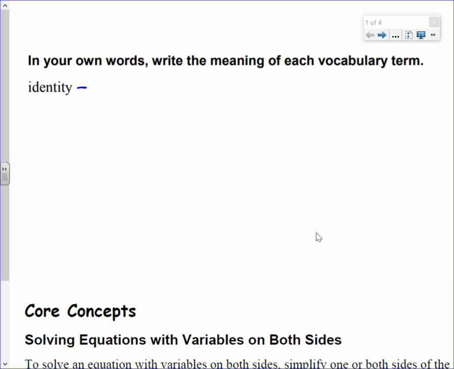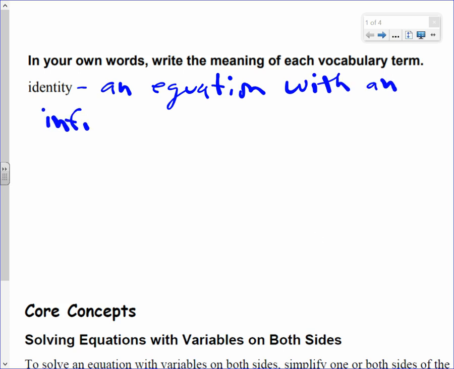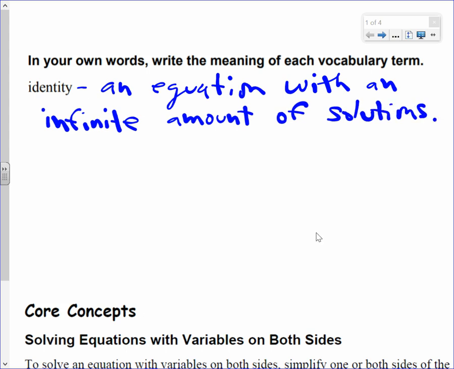An equation, here we go. An equation, that's all we've been doing the last week, is equations. But now an identity is an equation with an infinite, imagine never ending, an infinite amount of solutions. Earphones off, goes away to further lecture. An equation with an infinite amount of solutions.